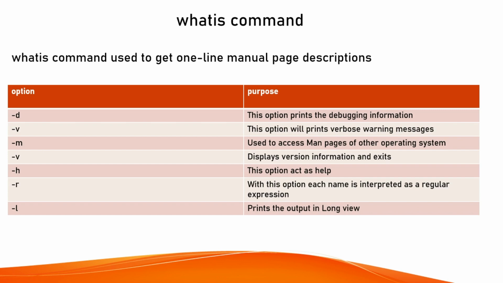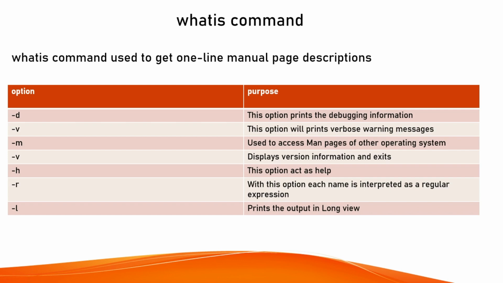You just want a short description, a one-liner description of what that command is, right? That's where whatis helps us, and it has certain options. Minus d basically prints the debugging information. Minus v basically prints the verbose warning messages.